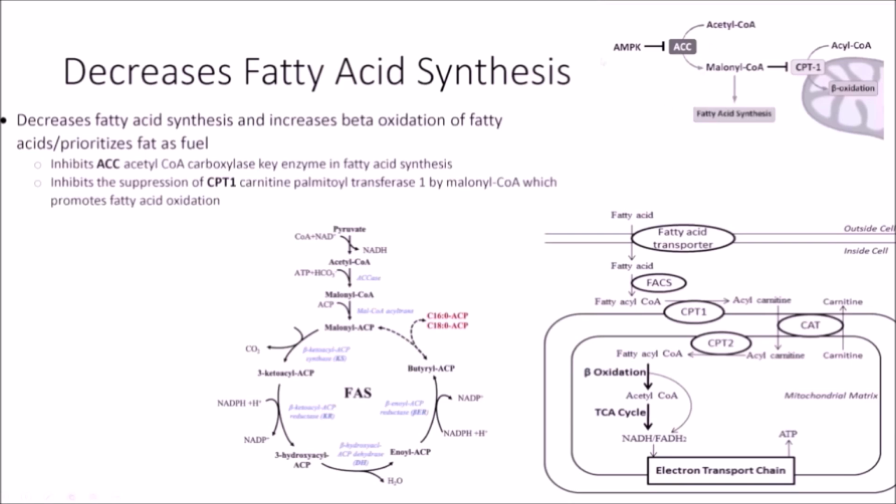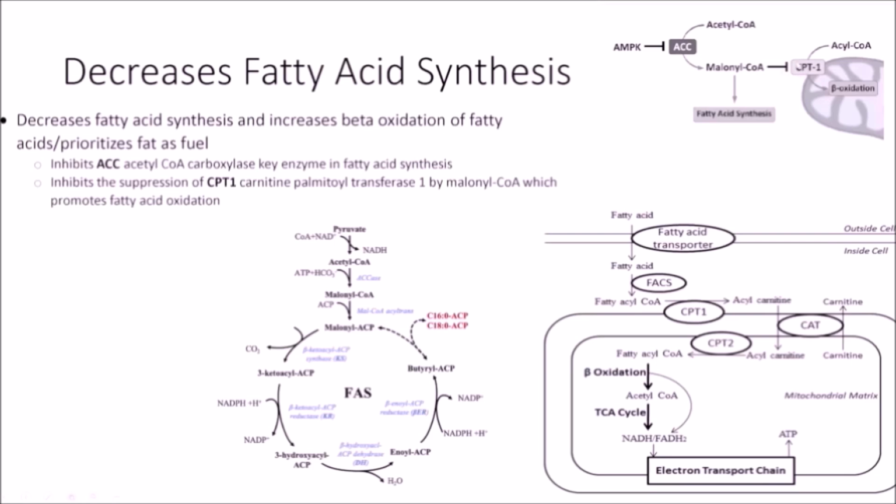So we'll kind of start with the diagram up here. The AMPK inhibits the ACC, acetyl-CoA carboxylase enzyme, which will decrease the amount of fatty acid synthesis. You can see that up here, but also if you go down to this diagram here, this is also the ACCase. So if you can't even start the reaction to fatty acid synthesis, then you can't synthesize fat to be stored in your body.